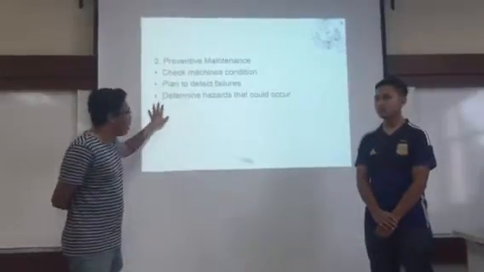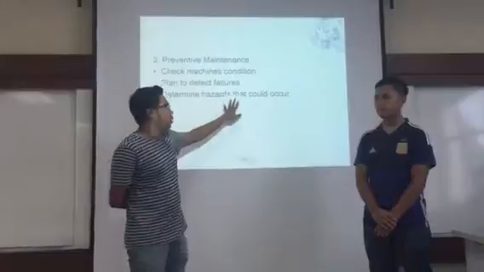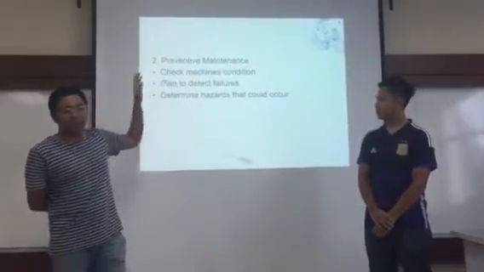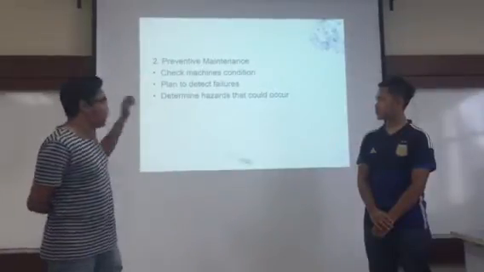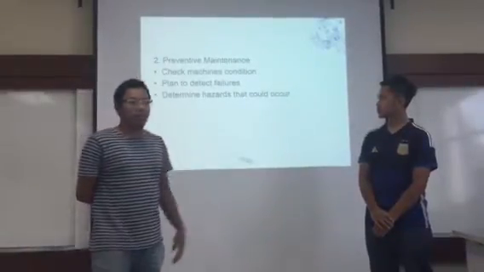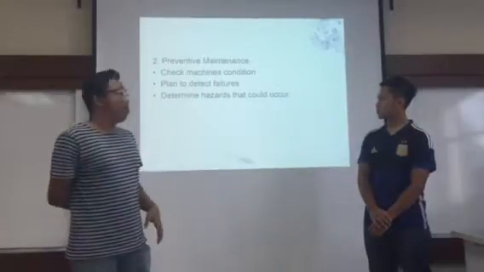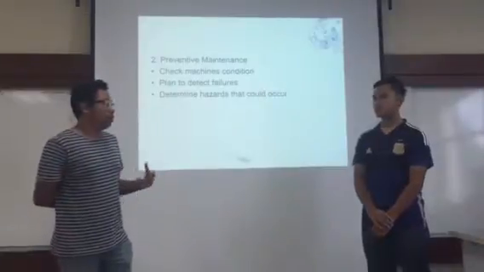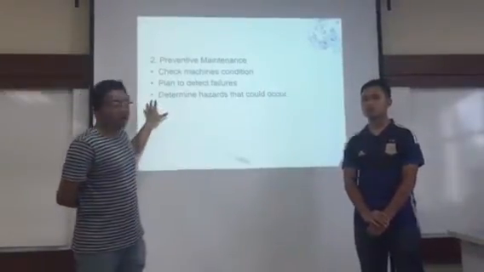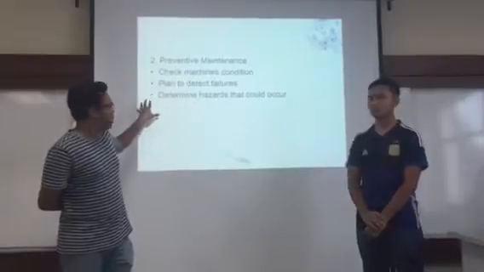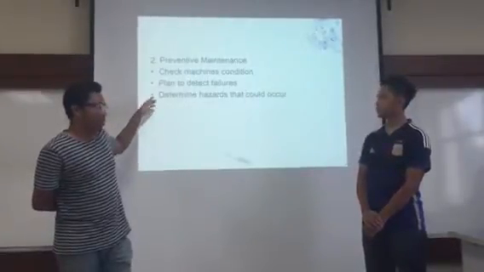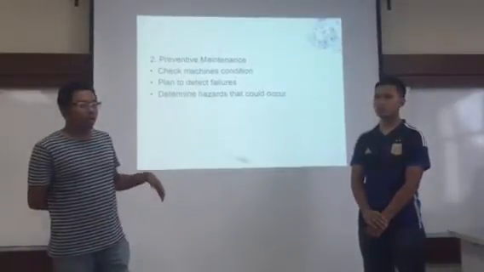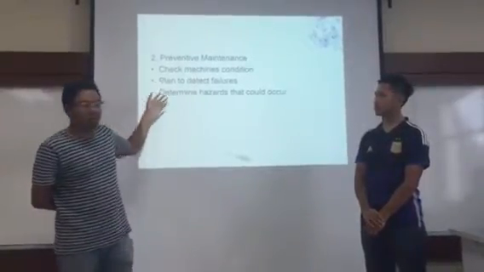The third one is to determine the hazards that could occur. This is also normally done by the safety officer, where they will decide whether the equipment is hazardous or may cause hazard, and whether any injury can occur when the worker is using it.